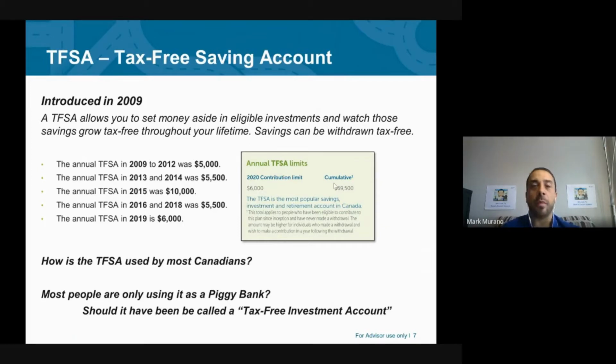Now, again, I deal with many wonderful investment advisors who do a great job investing for their clients. But as a general consumer, a general Canadian out there, how are most people using the TFSA? And really, sadly, I think for most, and it's a lot to do with the marketing out there, it's basically used as a piggy bank, meaning we leave our savings in cash sitting in this account, and it's growing tax-free, but it's not growing very rapidly.